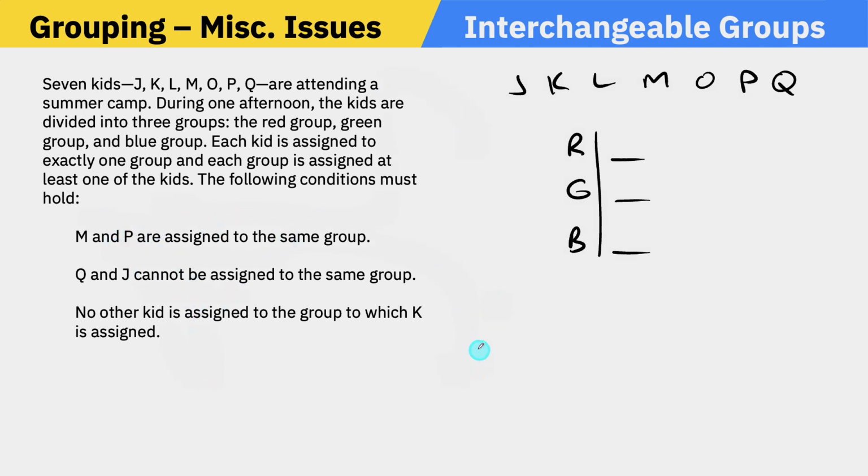M and P are assigned to the same group, so that's going to look like this. They have to go horizontally together. Q and J cannot be assigned to the same group, so that's going to look like this. You can never put them horizontally in the same group.